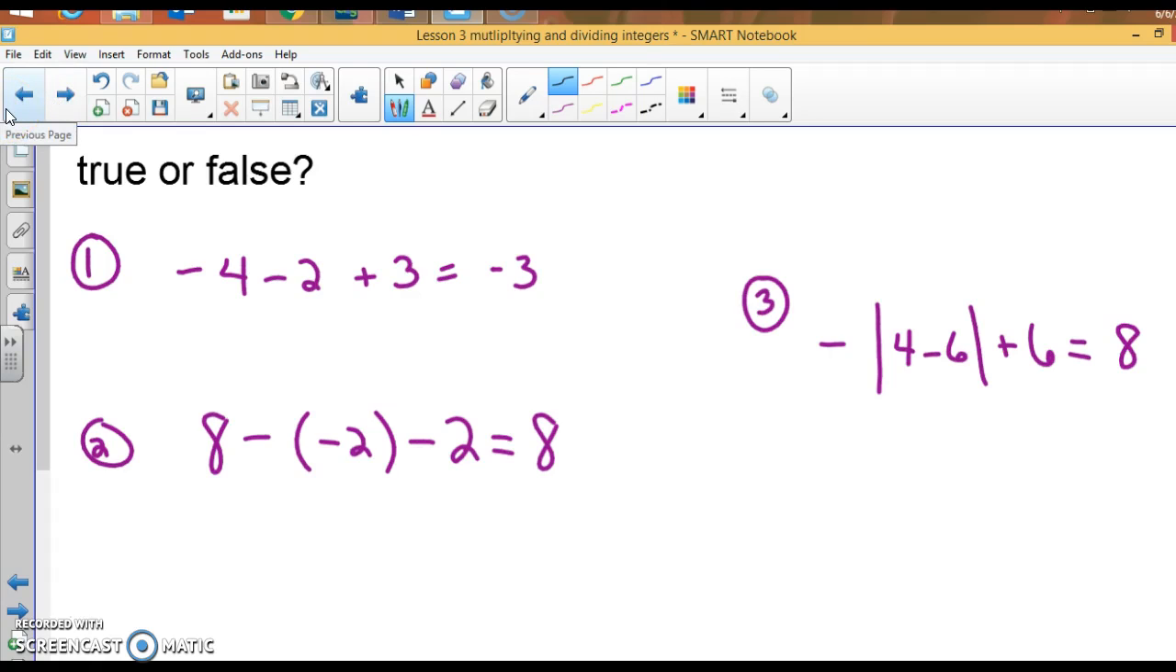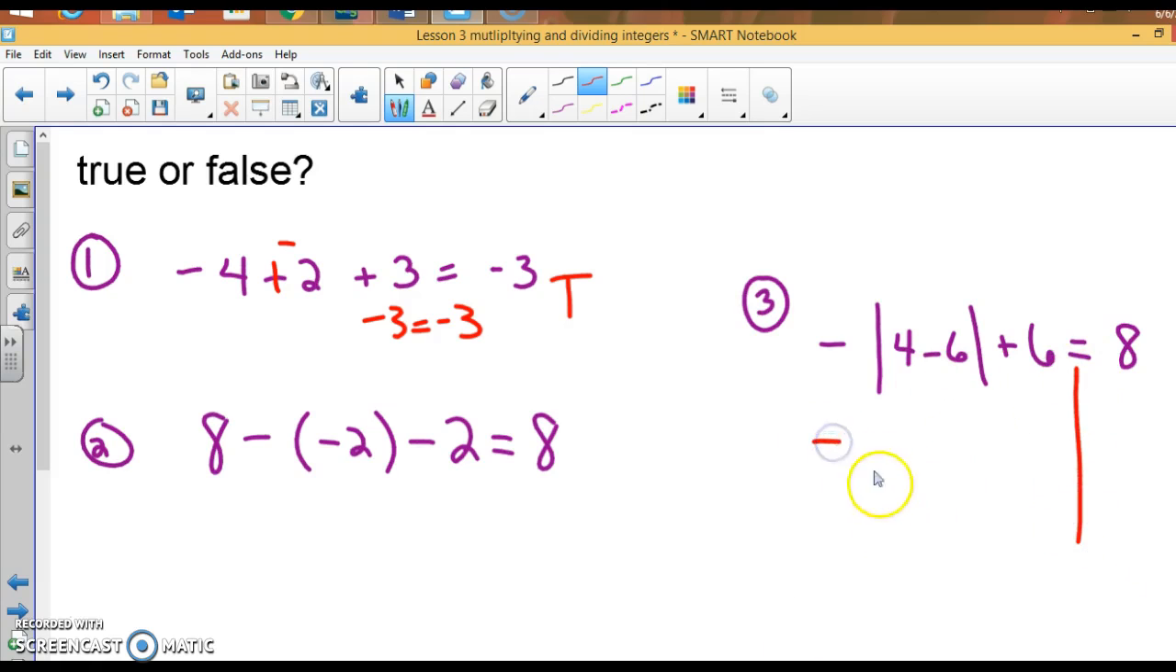All right, true or false. Now, these are just some warm-up problems that I made up. Let's see. We need to see if these sides are equal. So this is subtraction, so add the opposite. So -4 plus -2 is -6. -6 plus 3 is indeed -3. So this is true. Now, this problem, we need to simplify what's inside the absolute value first.